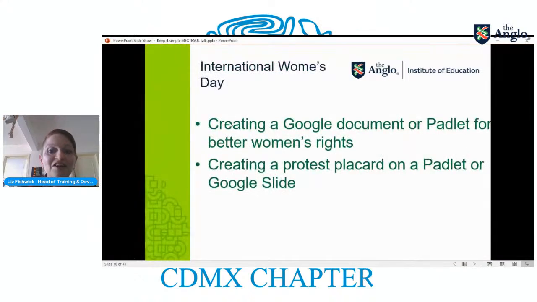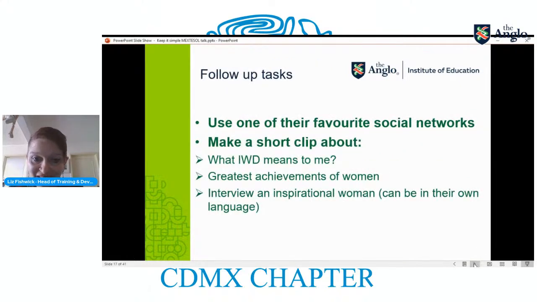So basically, we could think about creating a Google document or a Padlet. You know, it's very collaborative to talk about a document for what we want for better women's rights. Things like a protest placard using a Padlet or a Google slide so they could share and collaborate. Another idea is, again, this could actually be an interesting way of doing homework. Learners could use their favorite social network. They could do an Instagram reel, TikTok. Again, I'm not familiar with TikTok, but I know you can record things. They could make a short clip.